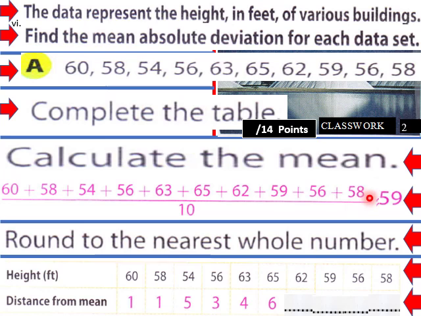65 is 6 away from the mean. 62 is 3 away. 59 is right on the mean, and then 56 is 3 away from the mean, and 58 is 1 away. So here are all of our distances from the mean. So what do we do with the distance from?